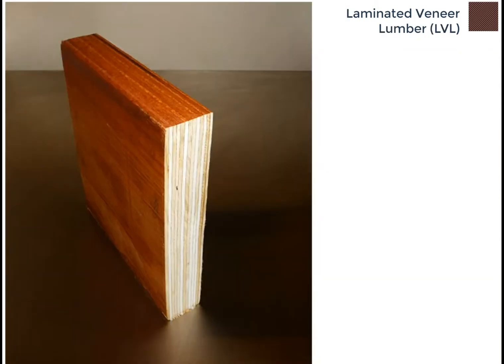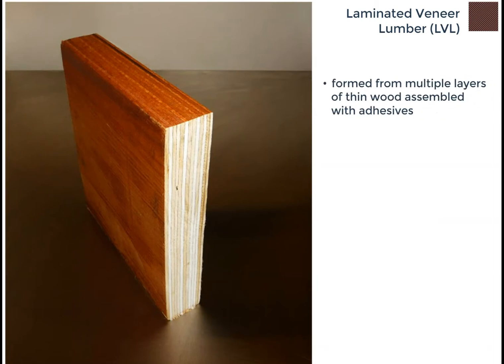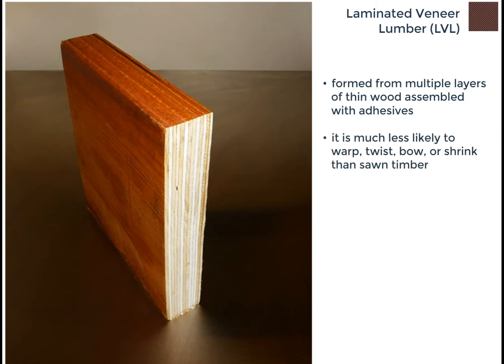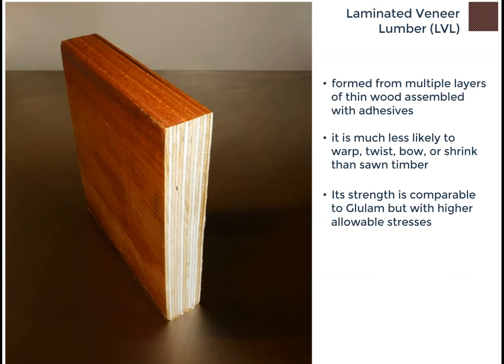Laminated veneer lumber, LVL, is sometimes described as plywood on steroids. LVL is formed from multiple layers of thin wood assembled with adhesives. Due to its composite nature, it is much less likely to warp, twist, bow, or shrink than sawn timber. Its strength is comparable to glulam, but with higher allowable stresses.